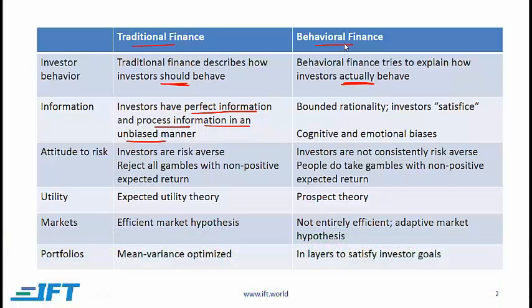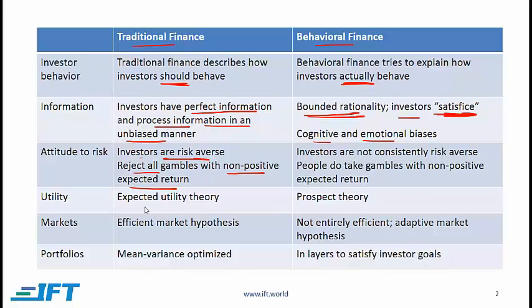Whereas in behavioral finance, investors operate based on bounded rationality. They try to satisfice. This is a combination of satisfy and suffice. Investors also exhibit both cognitive and emotional biases. In traditional finance, investors are risk averse and they will always reject gambles with non-positive expected return. Whereas in behavioral finance, investors are not consistently risk averse. At times, people do take gambles with non-positive expected return.